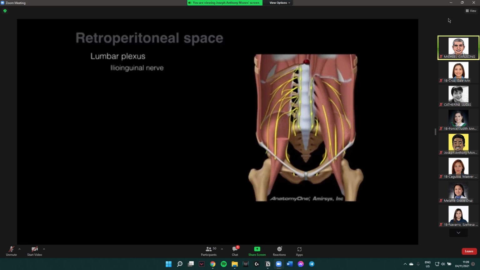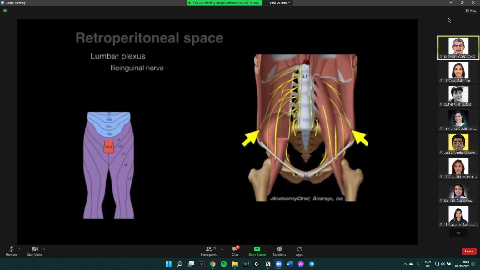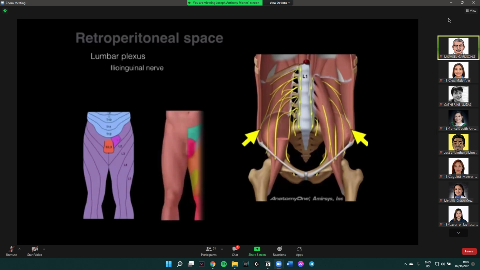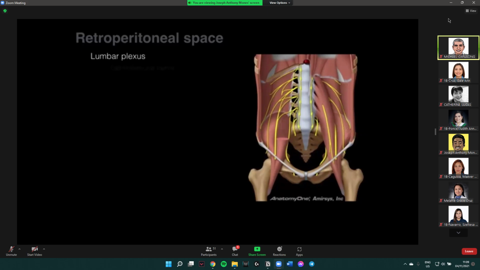Then we've also got our ilioinguinal nerve. Okay, there's the L1 level, and then there's our ilioinguinal nerve. And the ilioinguinal nerve is going to course down through the inguinal canal, and it's going to supply that part of the L1 dermatome as shown right there in pink. Okay, ilioinguinal nerve.